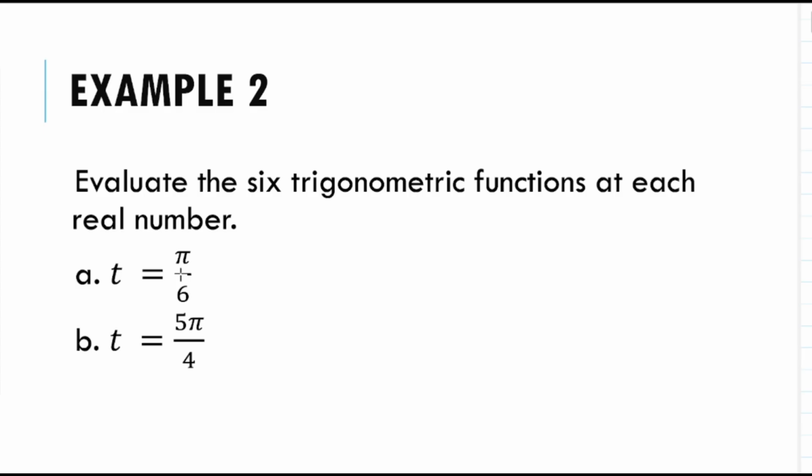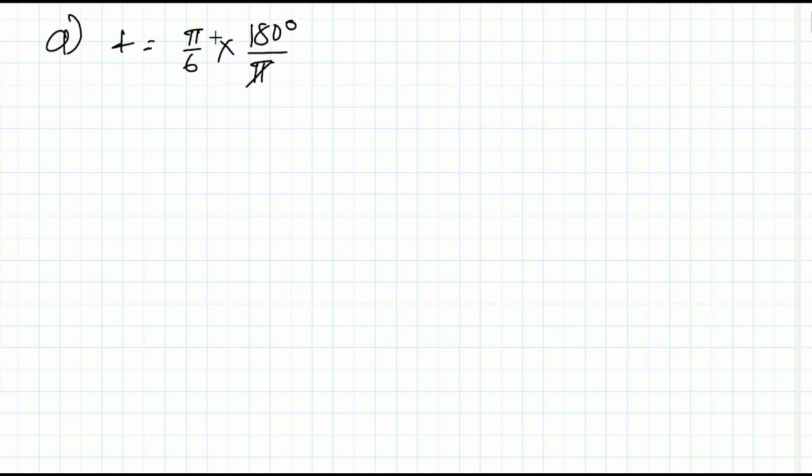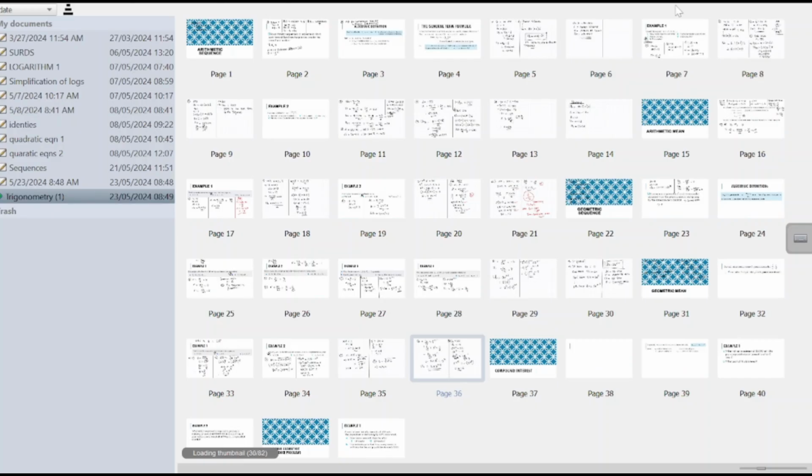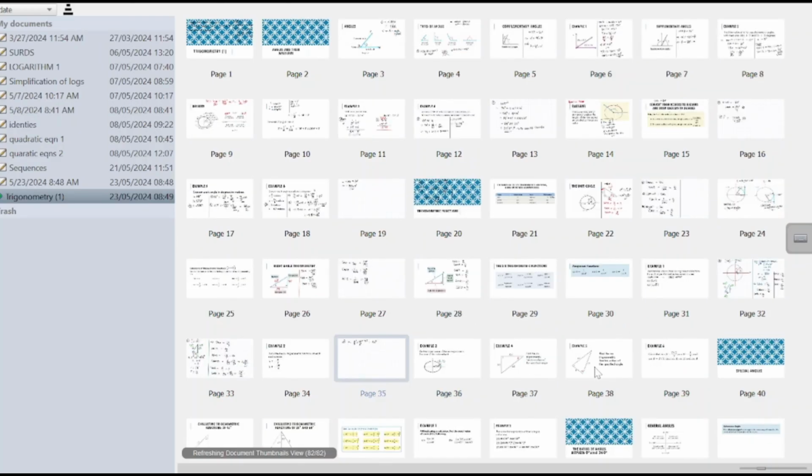So remember the diagram where we started. I'm going to show you the diagram now where we can take the value. So for A, we have t equals pi over 6, right? If you remember, if you convert this to degrees, we multiply by 180 over pi. So pi here 1, 6 here 30 degrees. So this is simply 30 degrees. So let's quickly go back to our circle where we saw the definition of a circle.